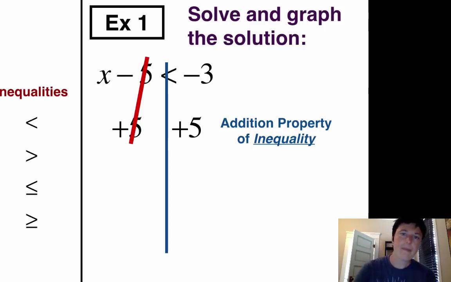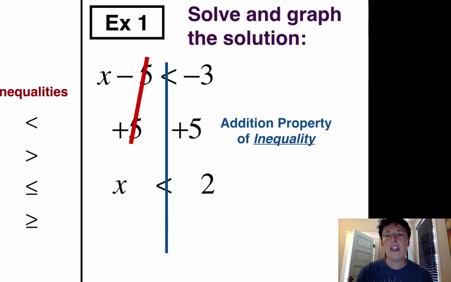Oh yeah, and I had a little note off to the left here. The reason it's the addition property of inequality is because of the inequality symbol. In the last chapter, we called it the addition property of equality because we had an equal sign, but this is inequality. So just a fine line difference in wording there, but an important one for you to note.